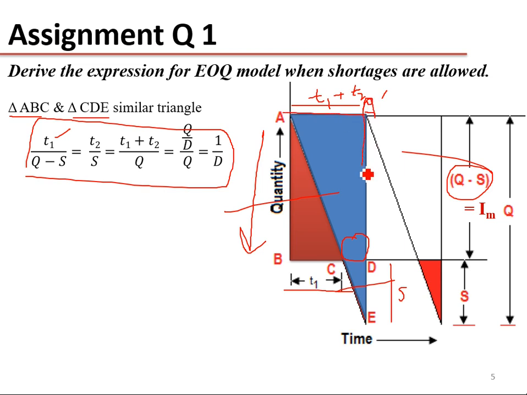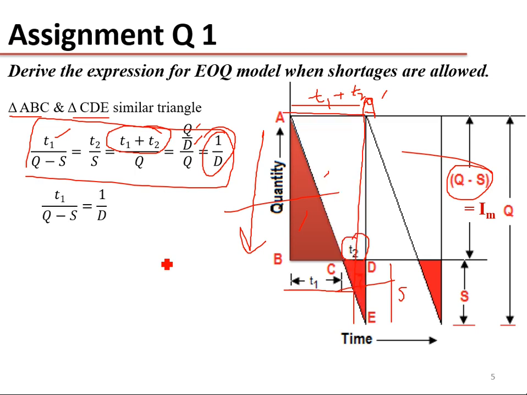Again, this is the base. This is the perpendicular distance, and all these triangles are similar triangles, this and the small triangle over here. So T1 plus T2 upon Q over there. From here we can easily mention that T1 plus T2, we know, Q upon D over there. So we can write all these things: T1 upon Q minus S, T2 by S is equal to T1 plus T2 by Q is equal to 1 over D. This thing we can write easily from these equations.